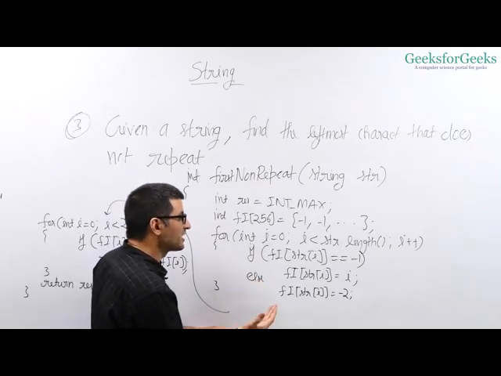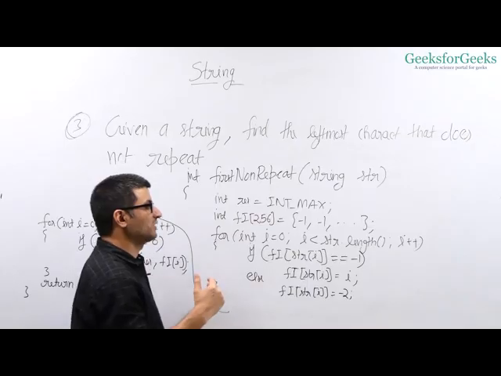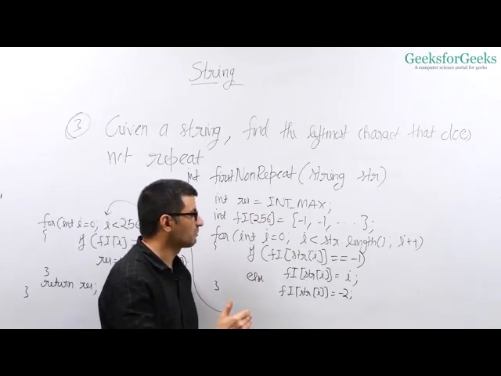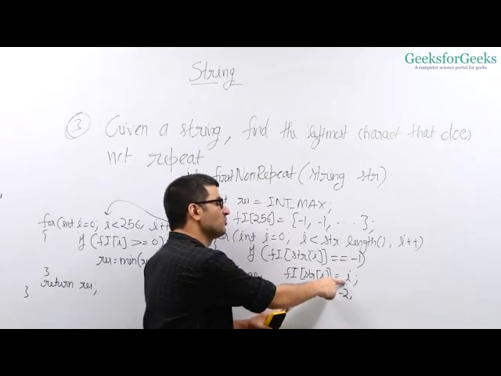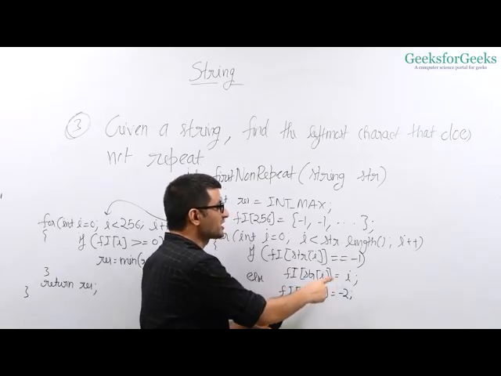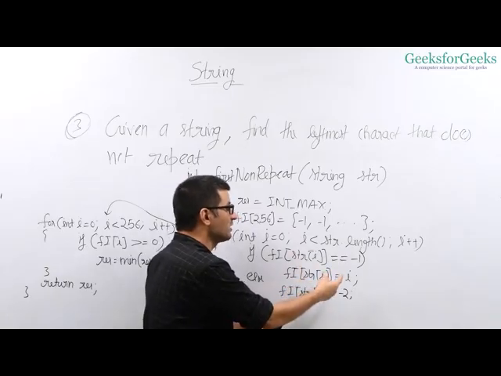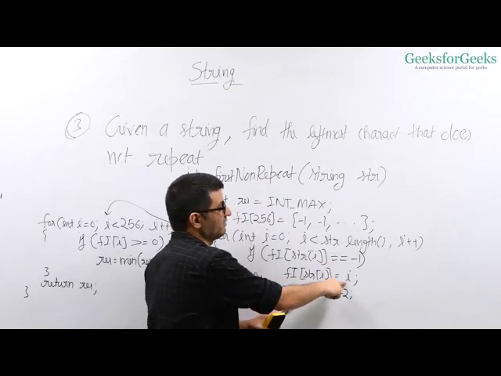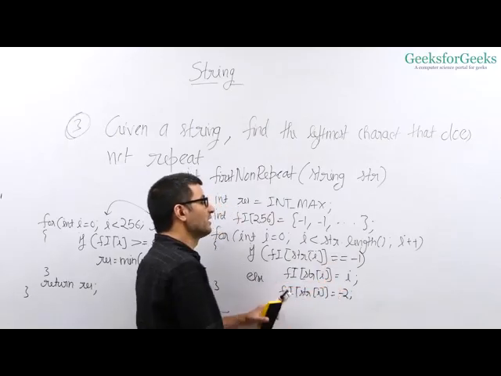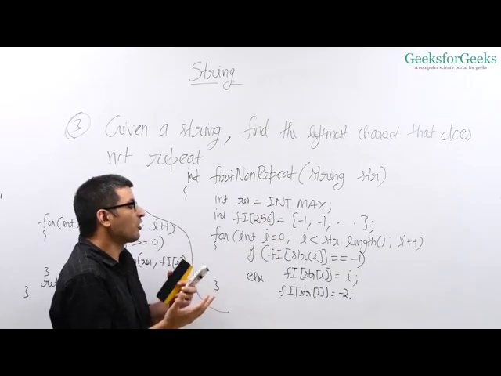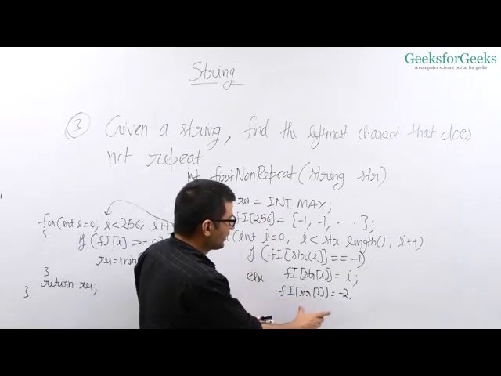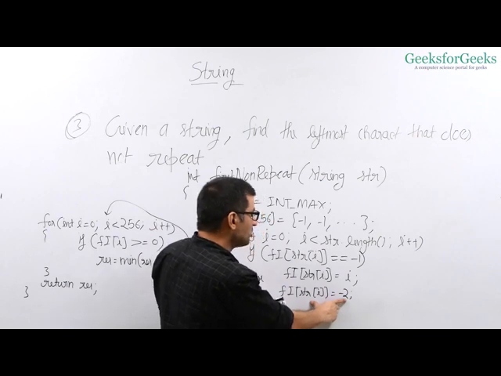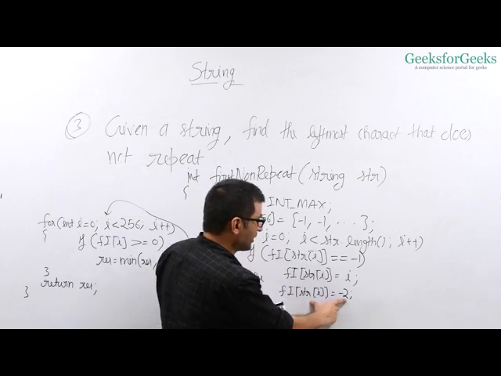But I can't unset it to -1, because if there are an odd number of characters, for example, there are 3 G's. So first time I'll initialize it to the first index of G. Next time, if I again make it -1, then the third character will again store the first index of it as a non-repeating character, although it's a repeating character. So I use another value, -2, to indicate that this character was repeated.